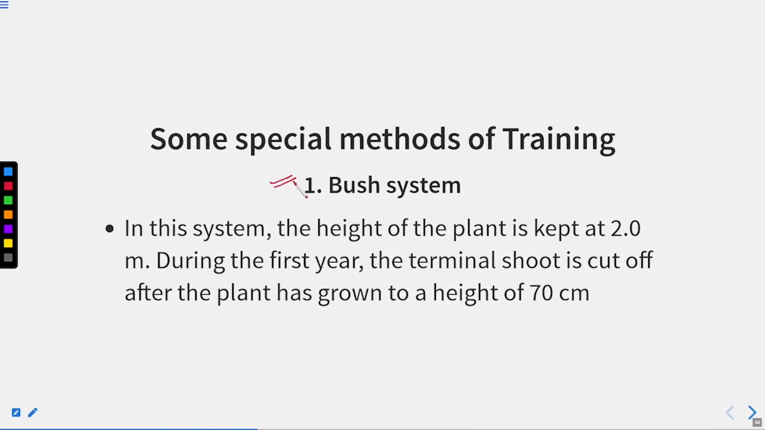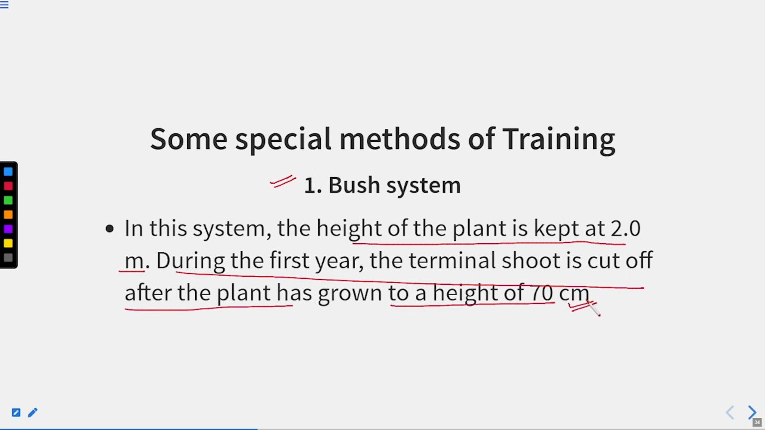Now, the bush system. In this system, the height of the plant is kept at 2 meters. During the first year, the terminal shoot, the main shoot, is cut off after the plant has grown to a height of 70 centimeters, and be sure that we are keeping this plant at up to 2-meter height.